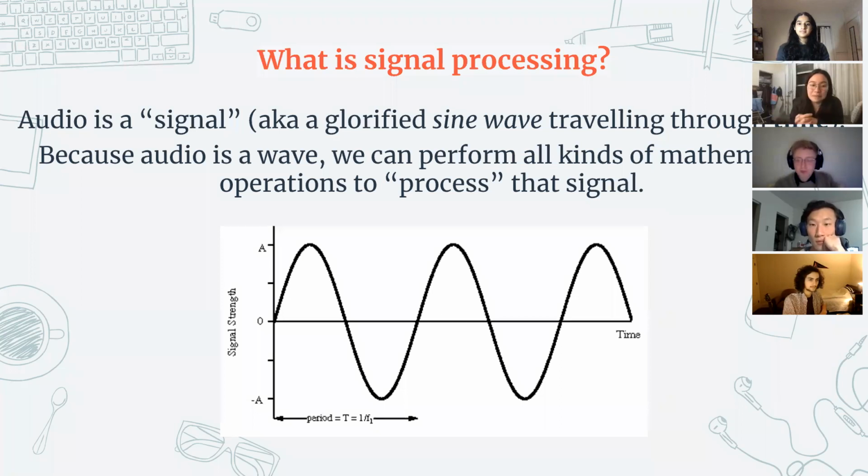Essentially, audio is a sound wave, right? In the music tech world, we call that a signal. To make it simpler, I like to think of these signals as sine waves or a wave like that. That sound wave is traveling through time, and that's how we hear it. Because audio is a wave, the signal, we can perform all kinds of mathematical operations to process that signal, hence signal processing.